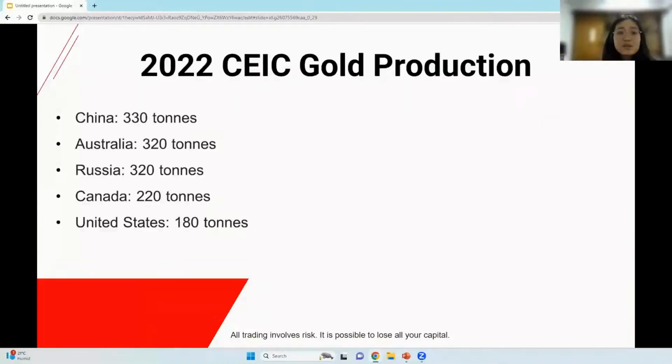And this is the 2022 gold production. China produced 330 tons, Australia 320, Russia 320, Canada 220, and the US 180.